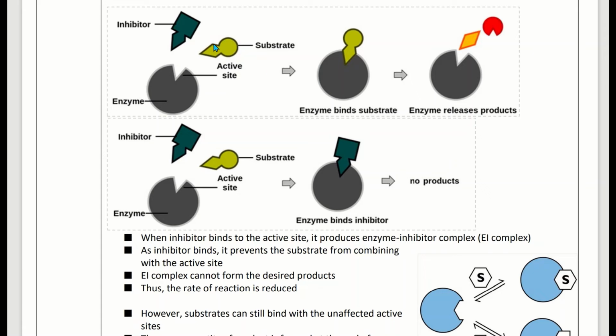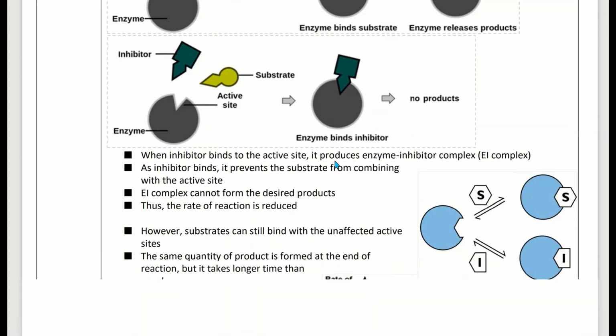Okay, so sekarang kita tengok substrate, dia tak boleh nak masuk. Kat sini substrate tak boleh nak masuk sebab inhibitor masuk, ia tak hasilkan produk. So this is enzyme bind to the inhibitor. Yang ini kalau substrate masuk baru you dapat release produk. Okay, nampak enzyme ni bind dekat substrate and then you release product. Kalau bind dekat inhibitor tak hasilkan produk lah. Okay, penghalang tu inhibitor tu.